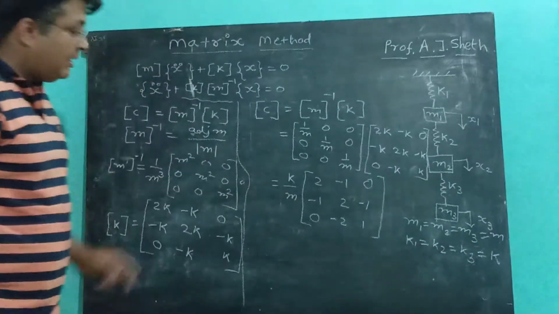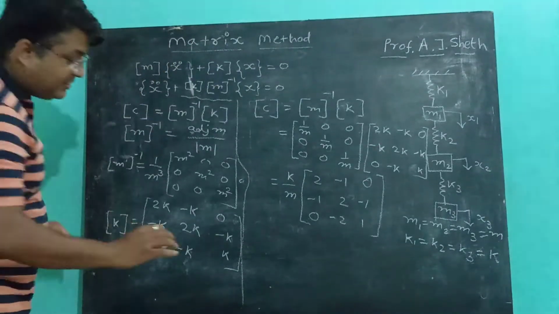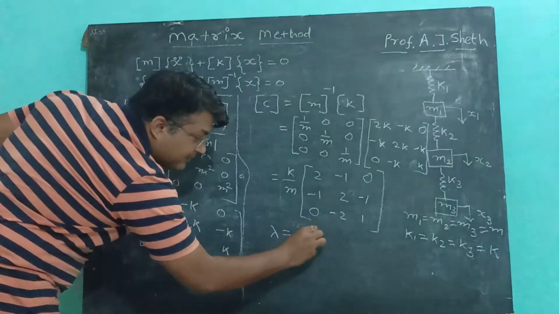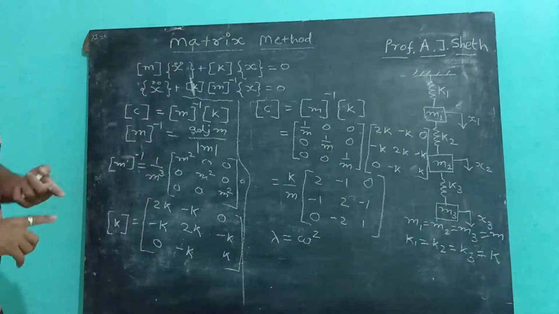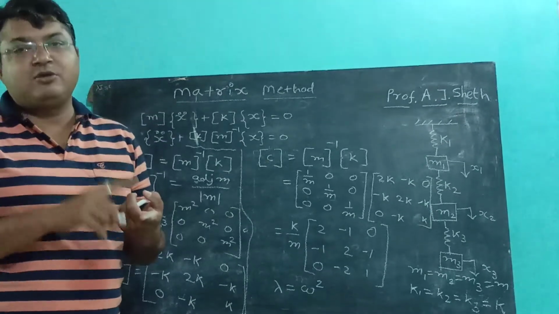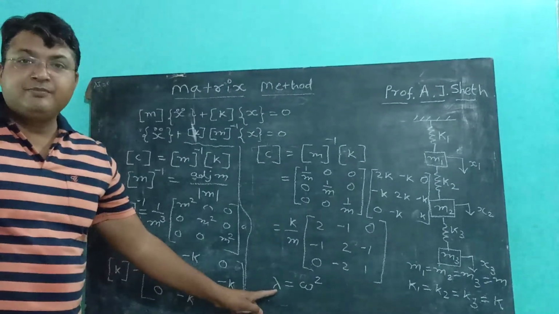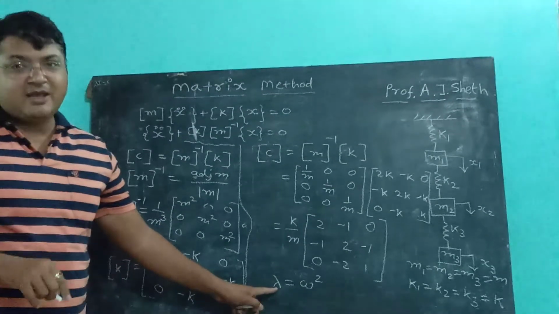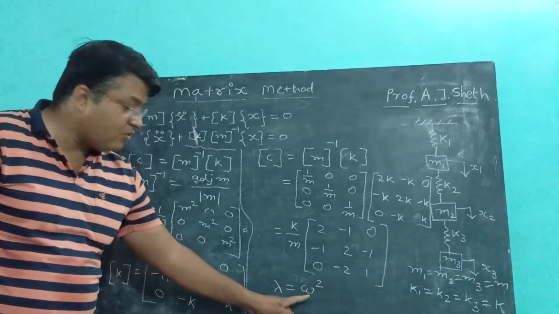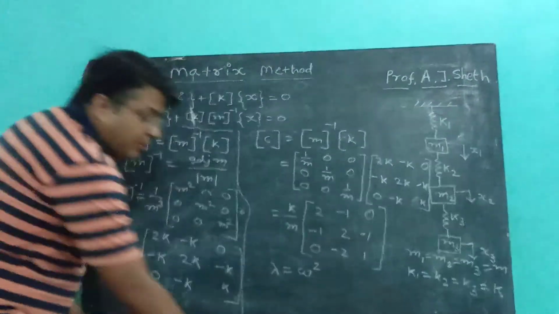So here in matrix method, we are going to take the assumption lambda is equal to omega square. In the earlier case, for the mass stiffness matrix method, determinant of the mass stiffness matrix, the lambda was considered as m omega square by K. But here we have taken the assumption lambda is equal to omega square. Okay, up to this we are going to keep.